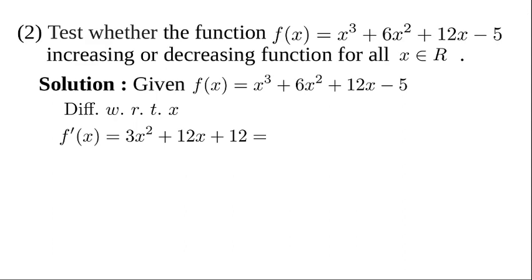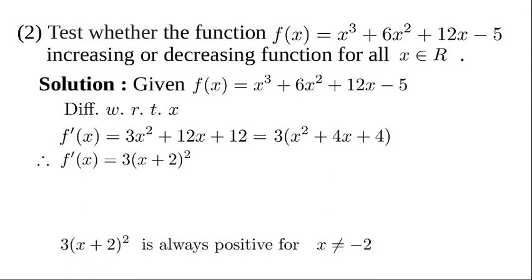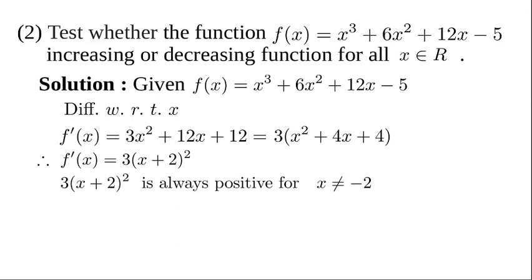3 is common, then take 3 out. It gives you 3 times x square plus 4x plus 4. X square plus 4x plus 4 is nothing but x plus 2 the whole square. Therefore, we get f dash of x equal to 3 times x plus 2 the whole square. 3 times x plus 2 the whole square is always positive for x not equal to minus 2. For x taking any value other than minus 2, this expression will be always greater than 0. For x other than minus 2, keep it in mind.